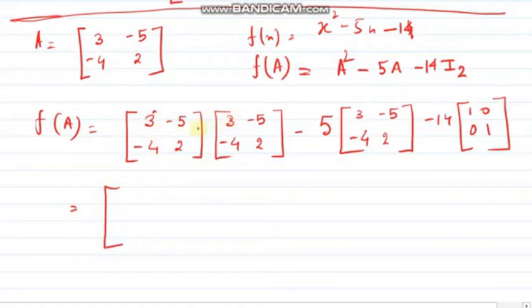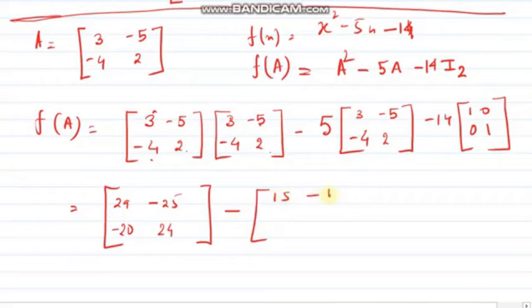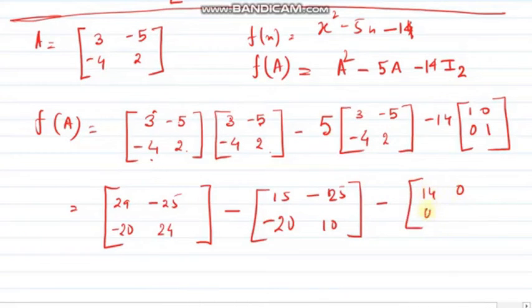3 into 3 is 9 plus 20, so it will be 29; minus 15 minus 10, this is minus 25; minus 12 minus 8, minus 20; and 4 minus 4, minus 5 times 2 is 4, 24. This will be minus 15, minus 25, sorry, minus 20, and this will be 10, and this will be minus 14, 0, 0, 14. So if I perform the operation in the next line, just check what it will be.